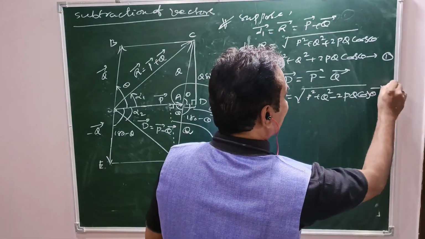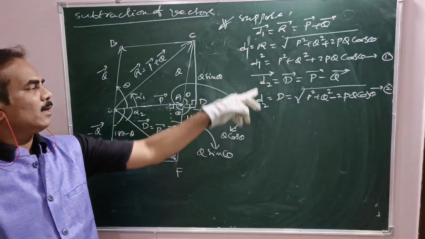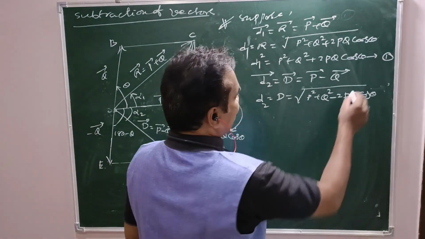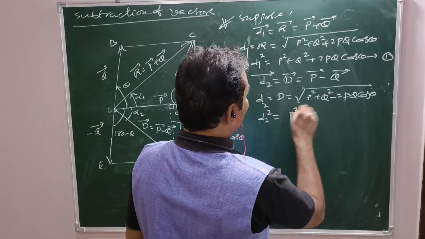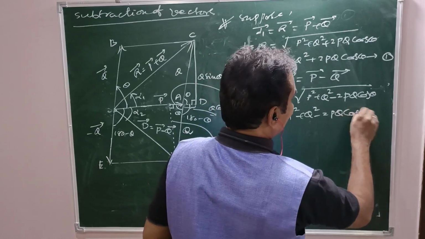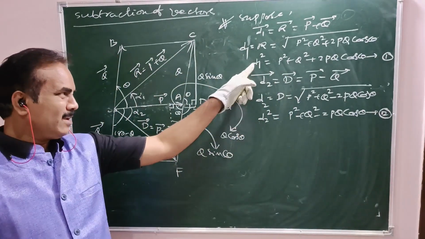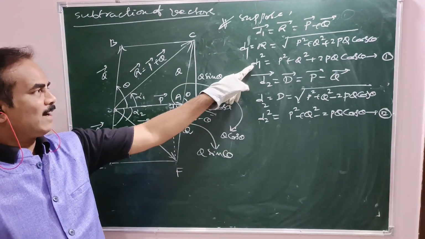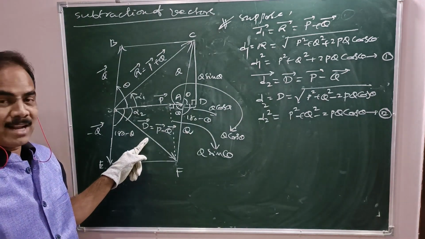Now we have written the same one, that is D1 square, here D2. Now I am squaring both sides, D2 square equal to P square plus Q square minus 2PQ cos theta. This is number 2. On adding both expressions 1 and 2, means square of diagonal of addition of these two vectors, here square of diagonal of subtraction of these two vectors.